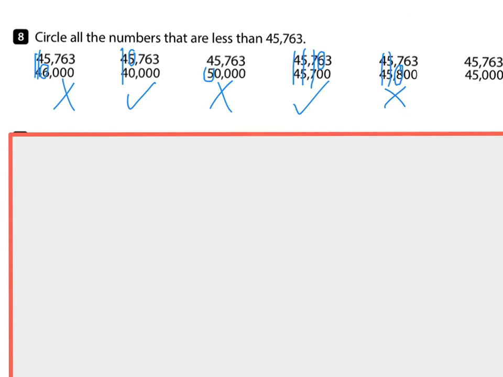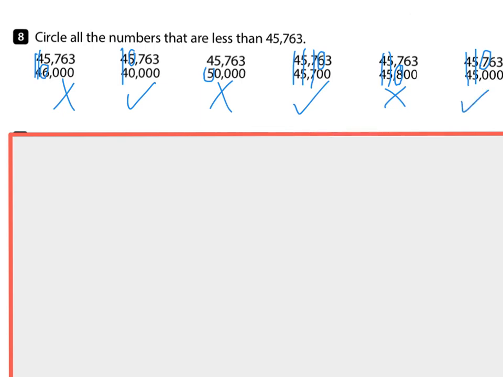And then finally, we look at our last one. Our 10,000s place are the same, our thousands place are the same, and then we see that our hundreds are different, and our 7 is larger than our 0. So we know that 45,000 is less than 45,763 because the 7 in the hundreds place is greater than the 0 in the hundreds place. So that does meet our criteria.